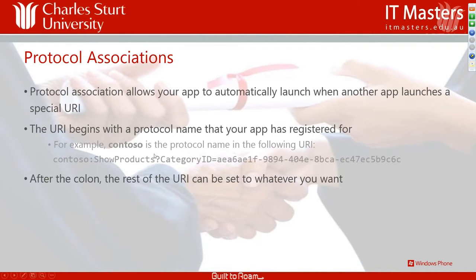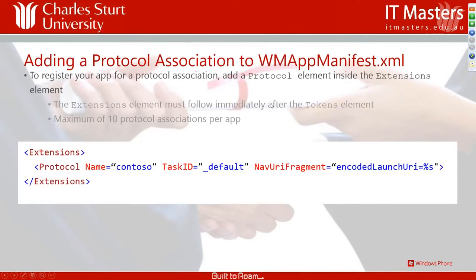So here we can see the Contoso protocol, and essentially what follows it is specific to the application, so there's no default standard for what that syntax looks like. To add a protocol association, the entry in the manifest file is distinctly simpler than the file type association, but again we've got the actual protocol, and we've got the nav URI fragment that's going to be launched as part of our application. Here the fragment is going to be encoded launch URI, and again we've got the %s, which will include the information passed as part of the launched URI.